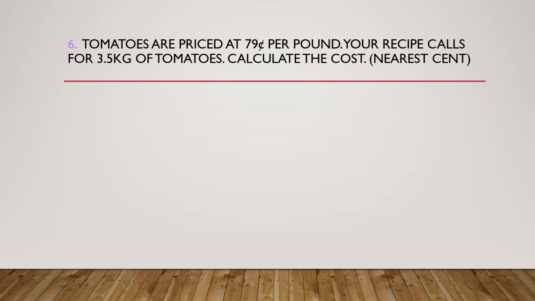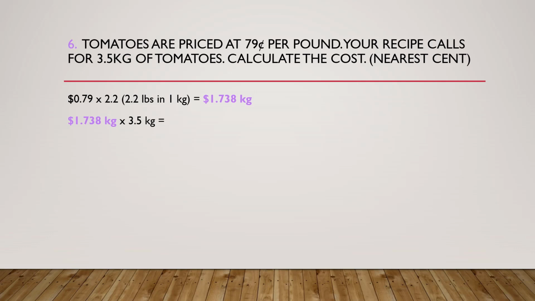Now I go to another one, tomatoes. We've got them priced at 79 cents per pound, but your recipe calls for 3.5 kilograms of tomatoes. We need to calculate that cost, and we need to round the final answer to the nearest cent. So I'm going to take 79 cents per pound, multiply that price per pound by the amount of pounds in a kilogram, 2.2. So 79 cents times 2.2 equals $1.738 per kilogram. There's my cost per kilogram.